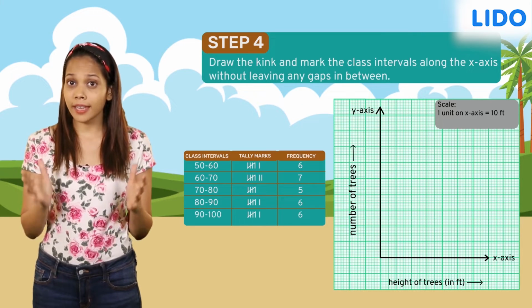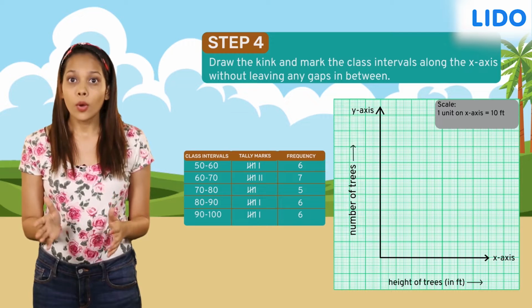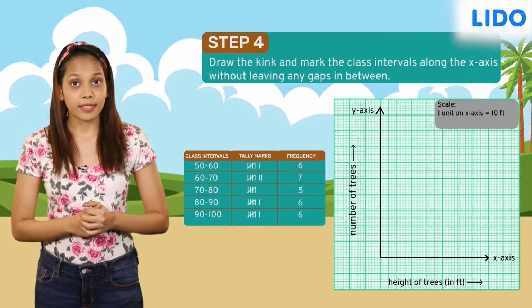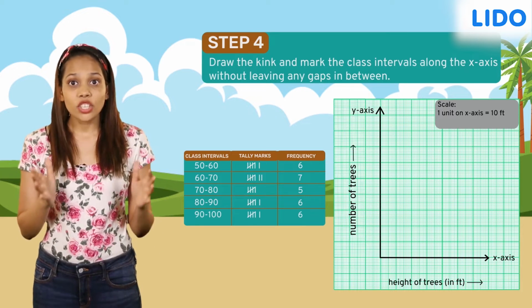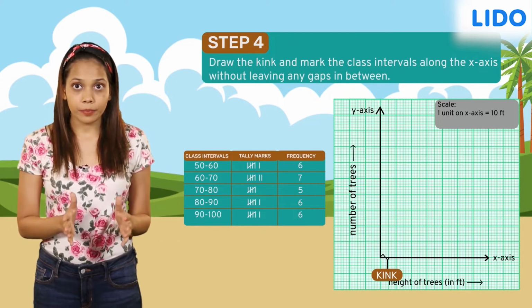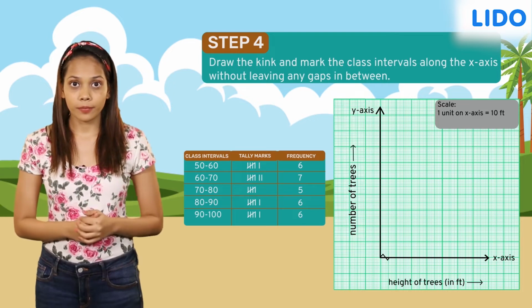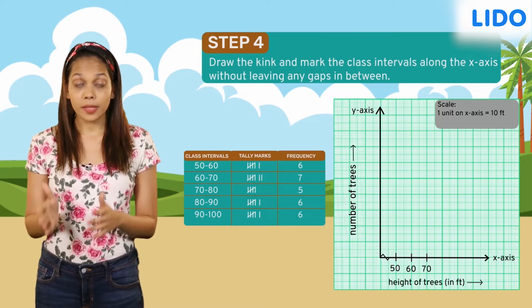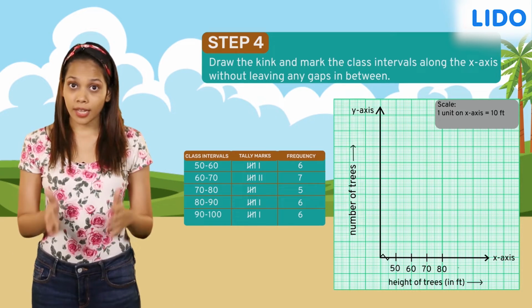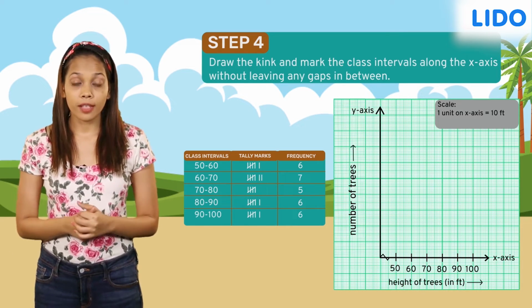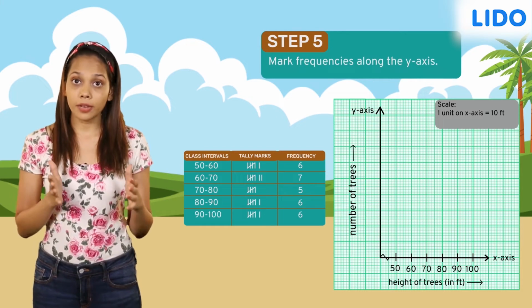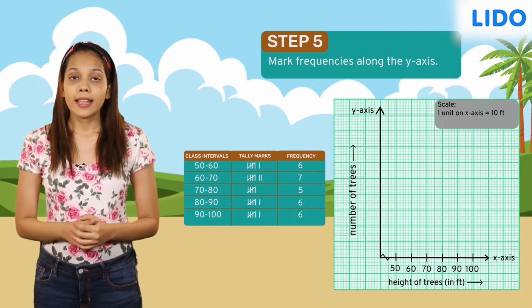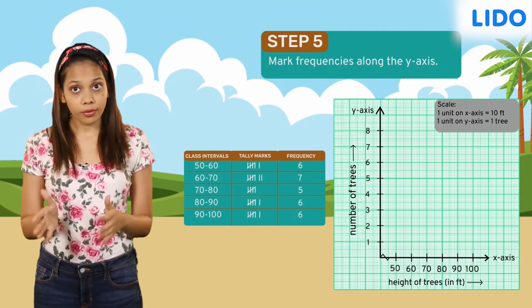Since our first class interval is 50 to 60, we cannot show the observation between 0 and 50. Thus, we first draw a jagged line called the kink before the first class interval. We mark the intervals 50 to 60, 60 to 70, 70 to 80, 80 to 90, 90 to 100. The fifth step is to mark the frequencies along the y-axis using a suitable scale. Let 1 unit represent 1 tree.